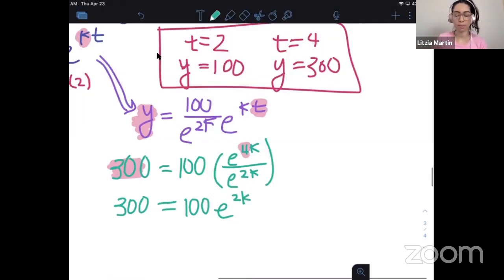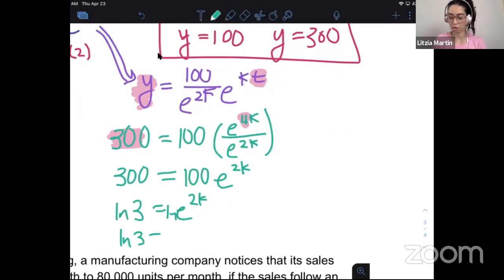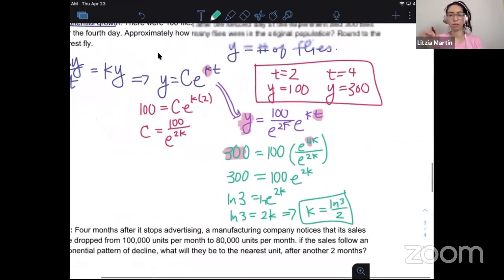So we divide by 100. 3 is equal to e to the 2k. Take ln of both sides. So we get ln of 3 is equal to 2k. And k is equal to ln of 3 divided by 2. So that we can take and plug into our equation again.